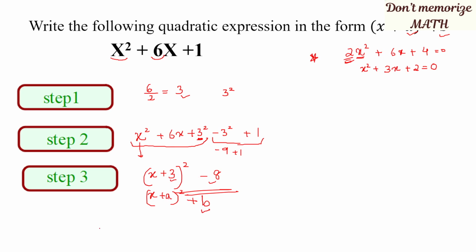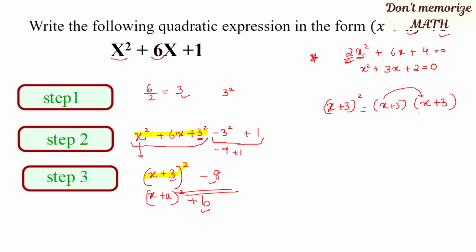Okay, and maybe some of you have doubt regarding this step: how I wrote x square plus 6x plus 3 square as x plus 3 whole square. This part also there will be doubt for some of you, so I will explain that also. Before that, we have x plus 3 whole square, right? So x plus 3 whole square is the same as x plus 3 times x plus 3.